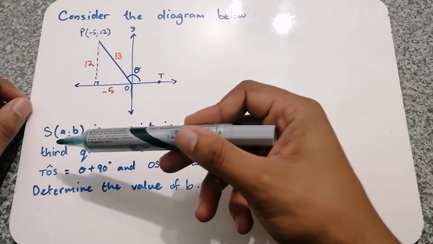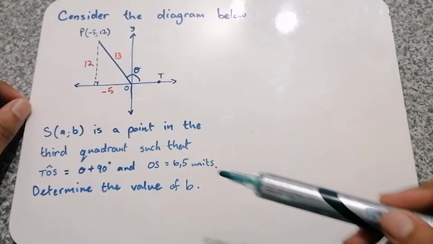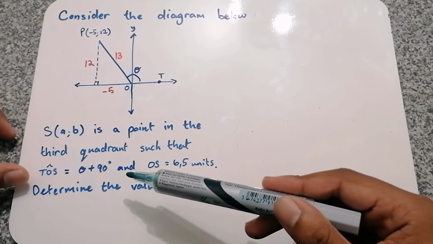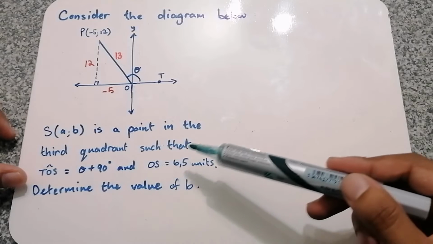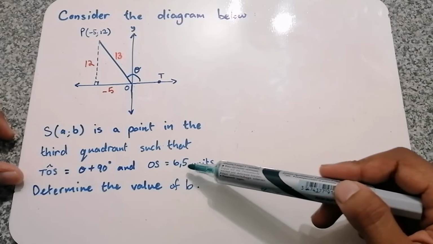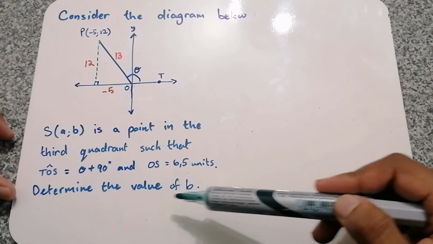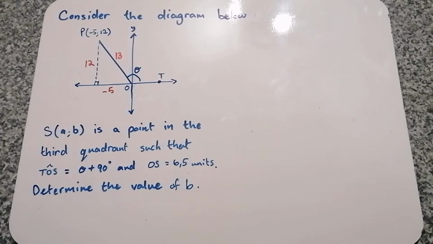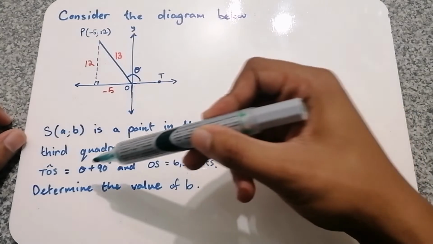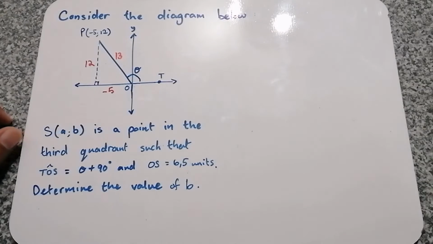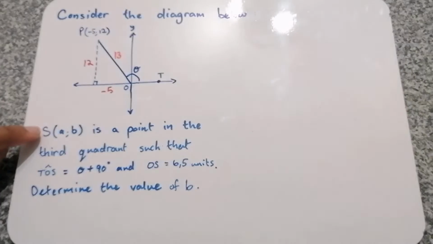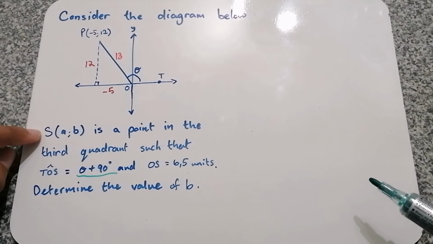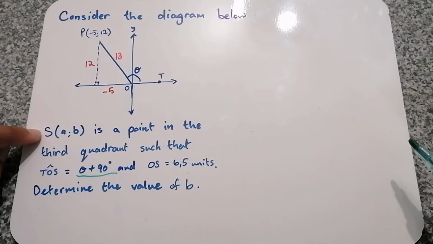So it reads, point S, which has the coordinates A and B, is a point in the third quadrant such that TOS is equal to theta plus 90 degrees, and OS has a length of 6.5 units. Determine the value of B. Now B is the y coordinate of this point S. Okay, first of all, let's have a look at this angle that they're talking about, TOS, which is formed from this point being in the third quadrant. So TOS is basically 90 plus theta, or theta plus 90.